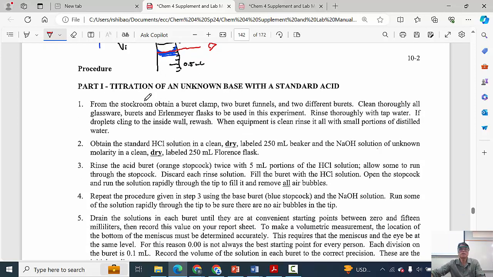Obtain the HCl solution in a clean, dry, labeled 250 milliliter beaker. Beakers are easy to dry, just give it a rinse. So bring a clean 250 milliliter beaker to the stockroom. They're going to put the acid in there. The base is going to go into a clean Florence flask, labeled. This one's already labeled NaOH for the base. These ones are more difficult to dry.